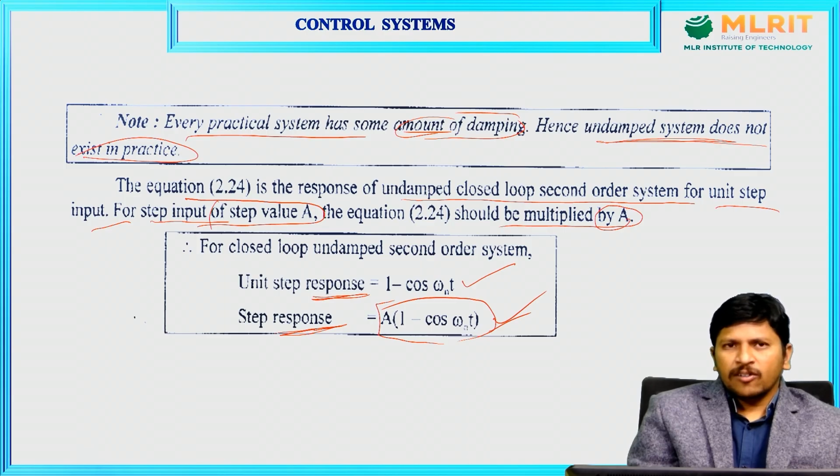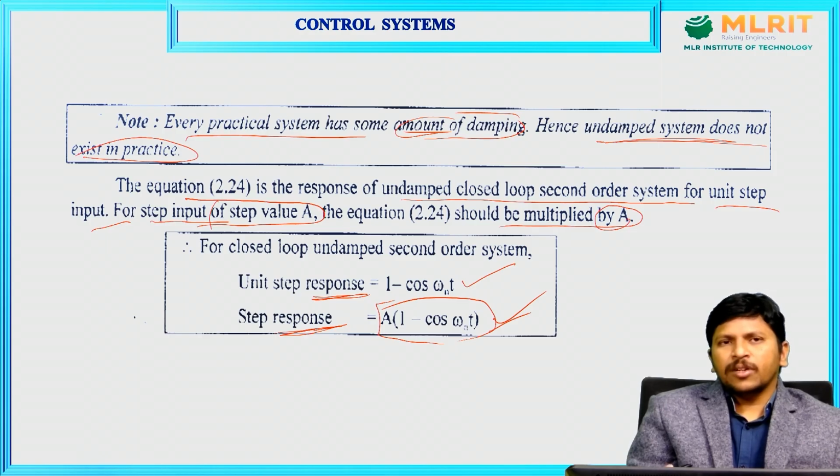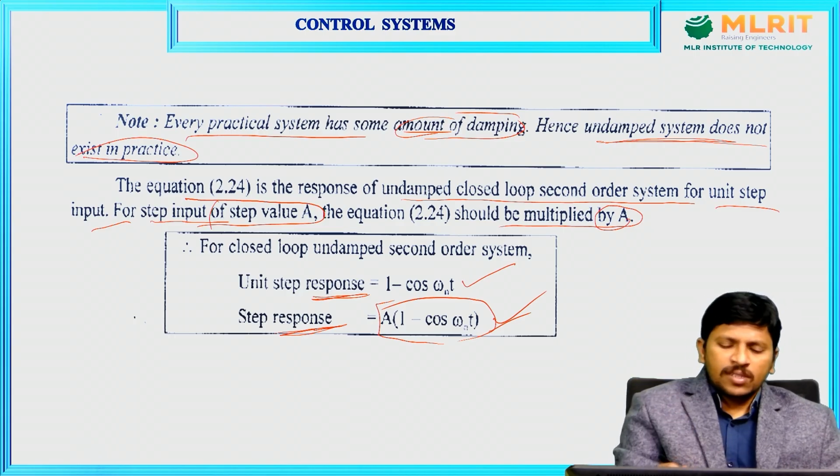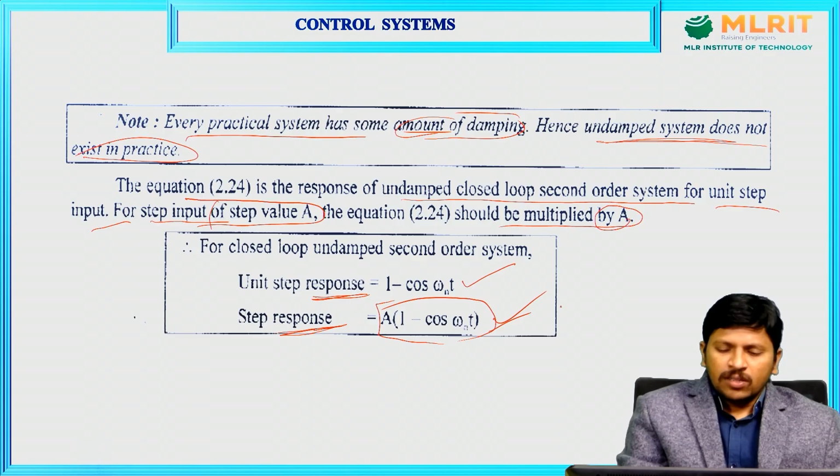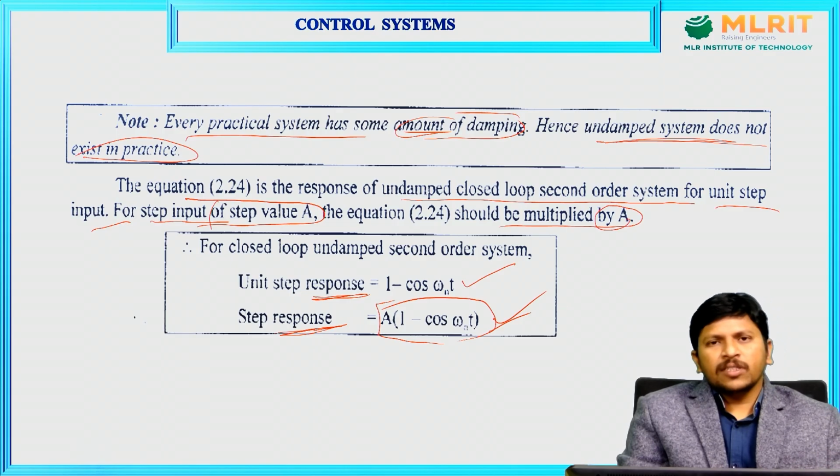This is about the transient or time domain response of the undamped second order system when we apply the unit step input. These equations are very important. This is the transient or time response of the undamped second order system for unit step input. I hope you understood every point. I think these are very important for your technical exams also.